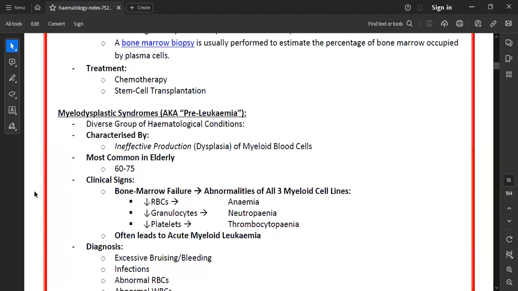Myelodysplastic syndrome is another condition. It's also a diverse group of hematological conditions characterized by ineffective production of myeloid blood cells. It is common in elderly patients. Clinical signs include bone marrow failure, which leads to abnormalities of all three myeloid lines. So it will lead to pancytopenia, a reduction of the levels of basically all the blood components. It often leads to acute myeloid leukemia.